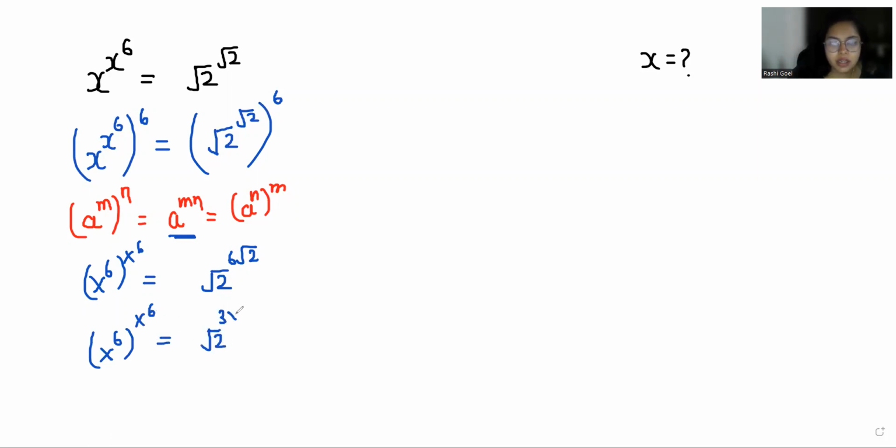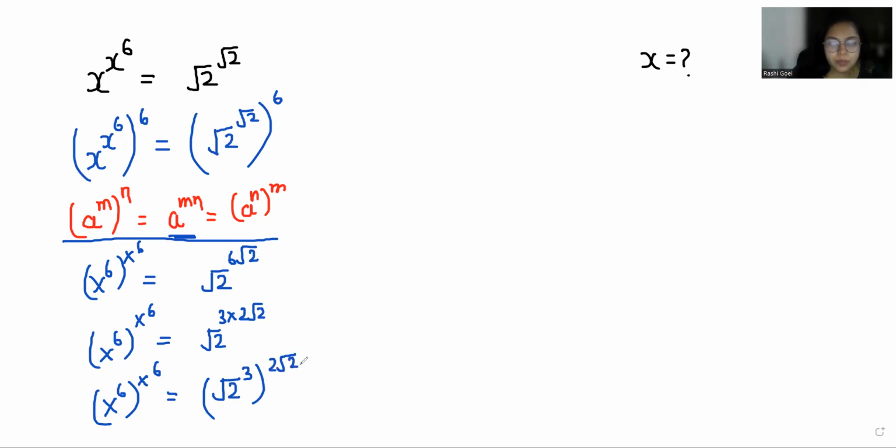6 we can write as 3 times 2, so √2 to the power 2√2. Now again I'm going to use this property. So x^6 = ((√2)^3)^(2√2). Now 2√2 we can write as √2 times √2 times √2, because this gives us 2 and √2. So we can write 2√2 as (√2)^3.